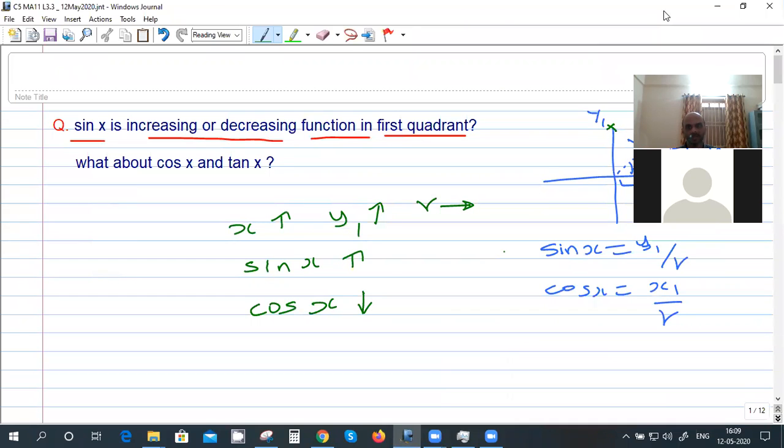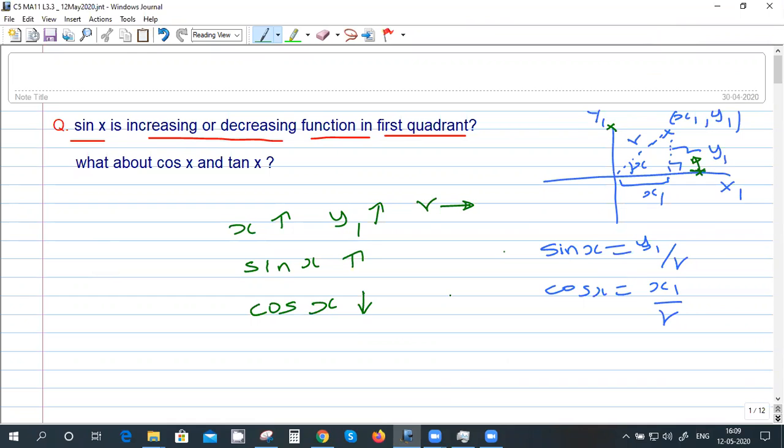Okay, so sin x is an increasing function in the first quadrant, and cos x is decreasing. Because x1 is decreasing. When you move from here to here this way, x1 is going to decrease, because on the x1 axis the length is r, since the length of the stick is r. When it touches this x1 axis, the length is not going to change. So x1 is r and y1 is 0.